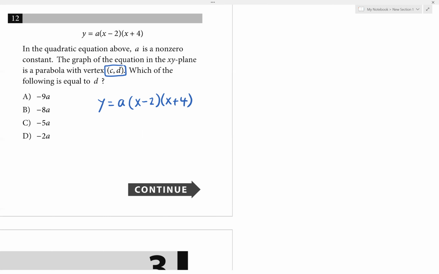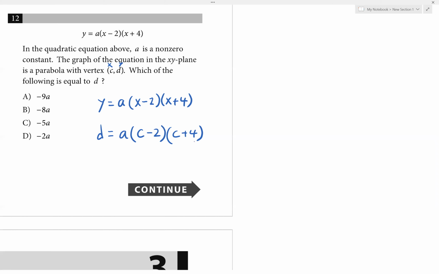Whenever we have a point on the graph, we can always plug the x and y values of the point into the equation. So for (c, d), the first letter is the x value, the second one is the y value. Let's plug it in first. y is d, equal to a times (x is c, minus 2) times (x plus 4 becomes c plus 4). That's what we have after we plug in (c, d).